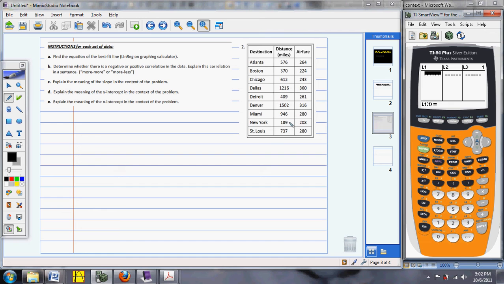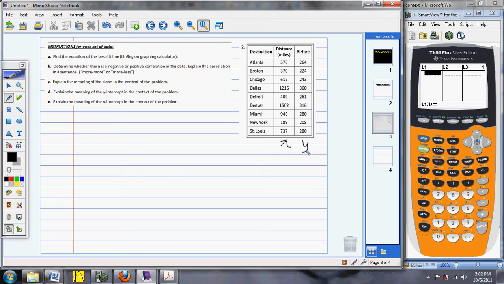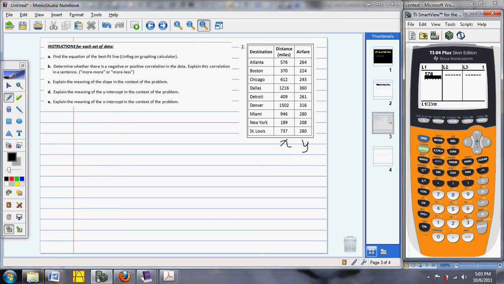Okay, we're always going to use the first set of data as the x values. The first set of data is going to be x and the second set is going to be y. The x values will go in list 1. So we're going to just type them in: 576, 370, this takes a minute, 612, so you should be typing it in along with me, 1216, 409, 1502, 946. This is the most time-consuming part of the process.